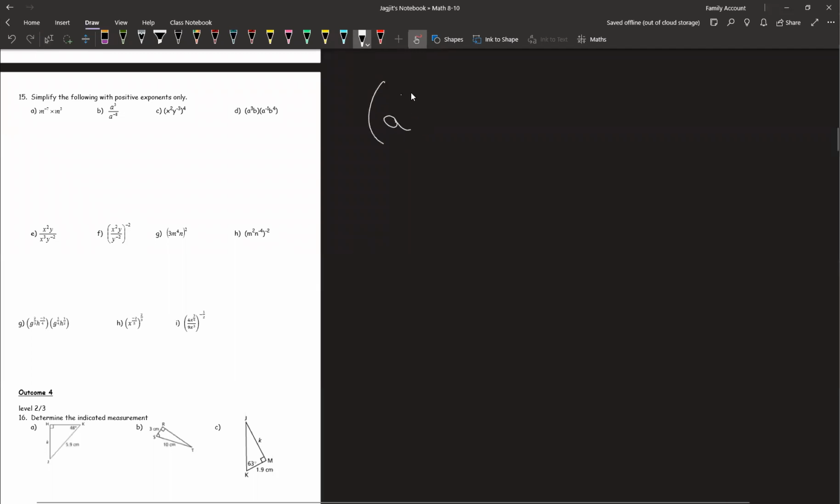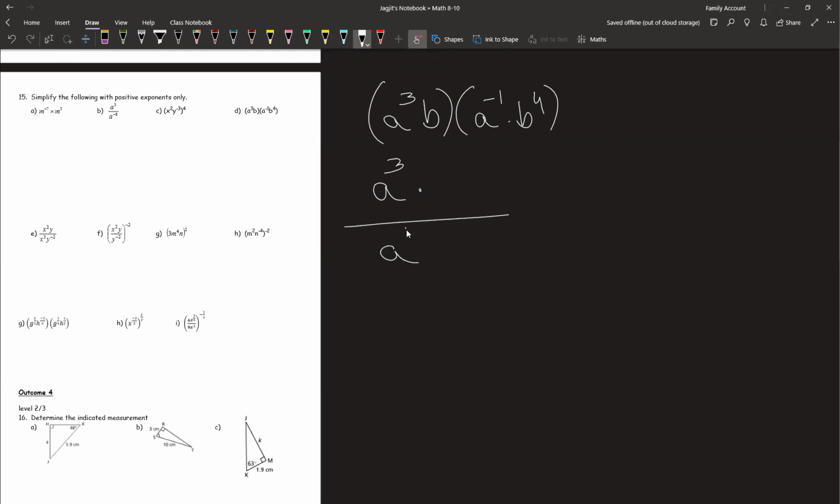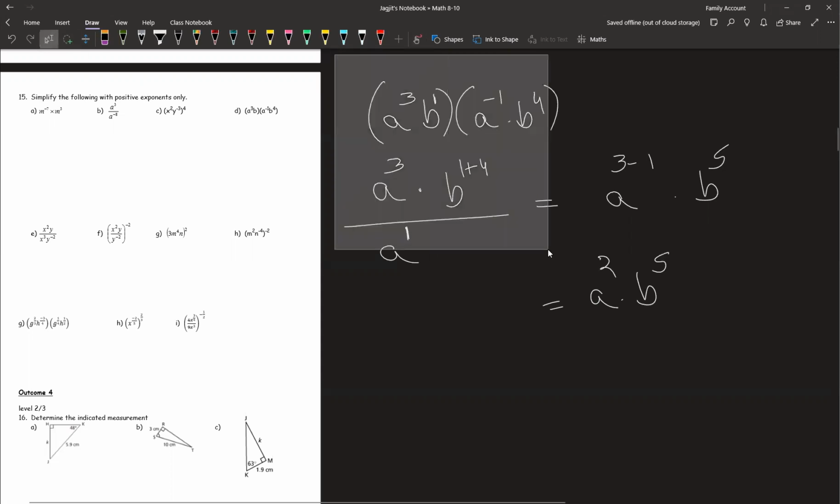Next up, we have a cubed b times a to the power minus 1 times b to the power 4. So let's multiply the a's. So you have a cubed times a to the power minus 1. Either you can say I'll move a to the power minus 1 to the bottom, so it'll become a to the power positive 1. The b's are both at the top and both are positive, so you can add the powers, 1 plus 4. And now you will do power of the top minus power of the bottom for a. So that will be a to the power 2 times b to the power 5. Simple. Does that make sense? Good.